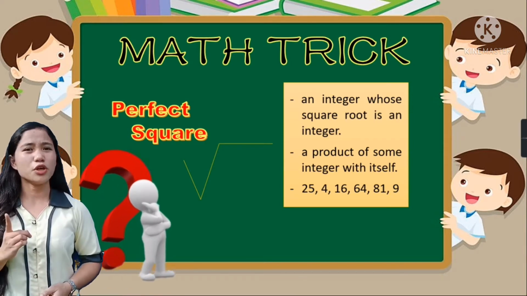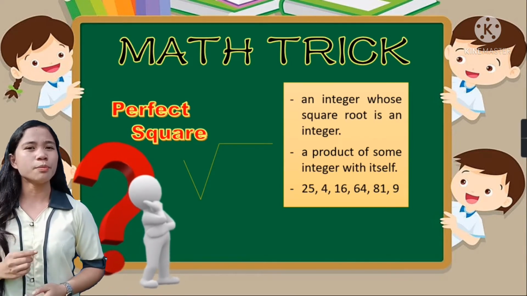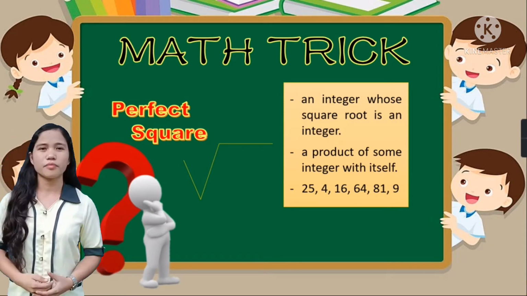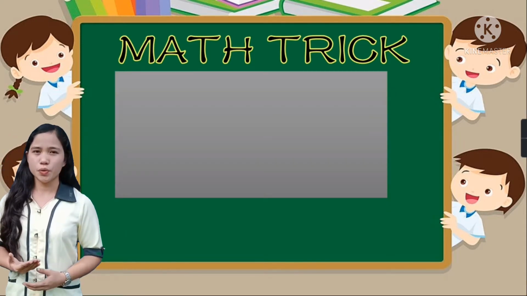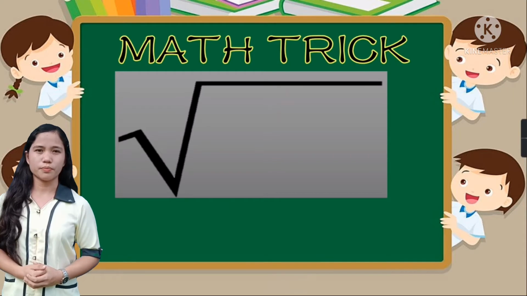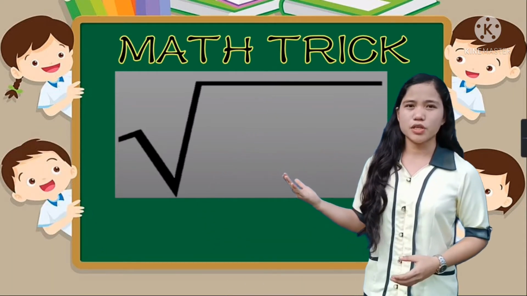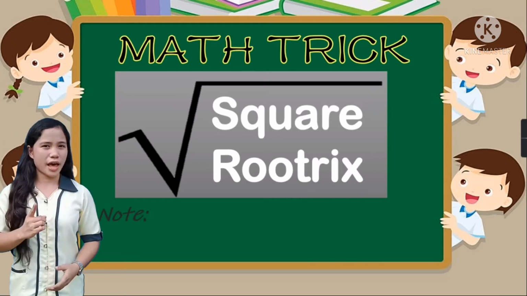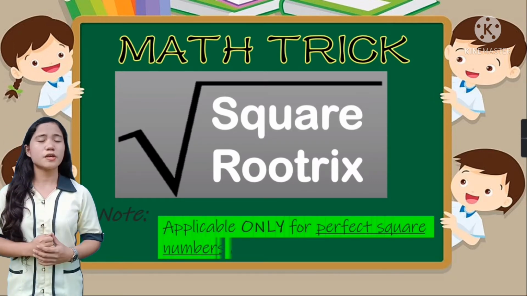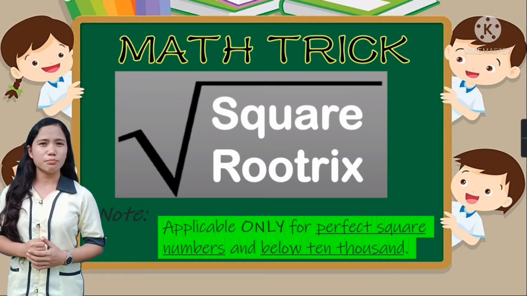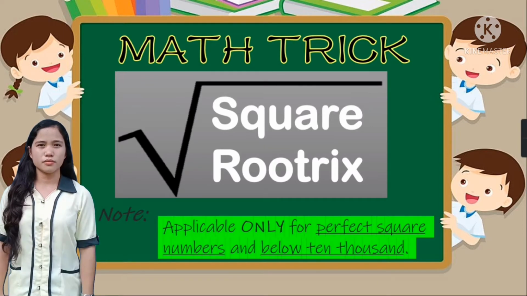But what if you encounter larger perfect square numbers? Do you think it is difficult to solve? I will introduce to you a math trick that will help you easily solve the square root of a number. This method is called square root tricks. But note that this method is applicable only for perfect square numbers and below 10,000.